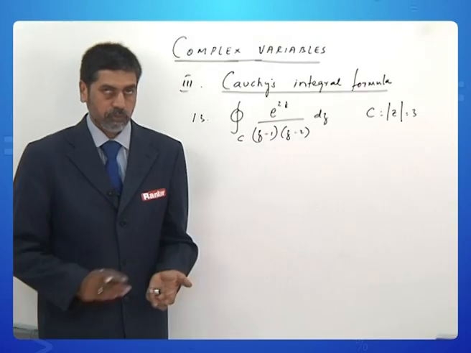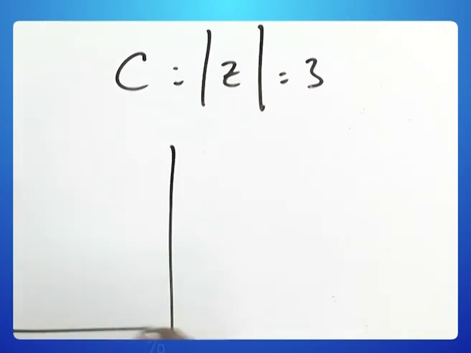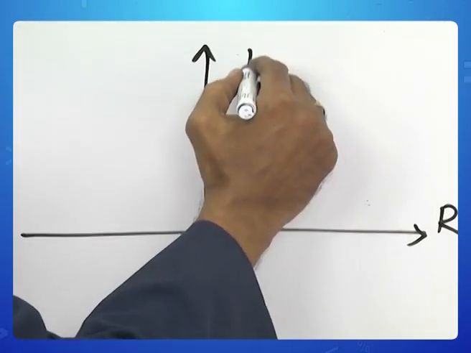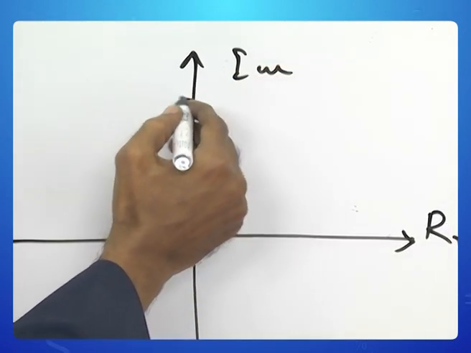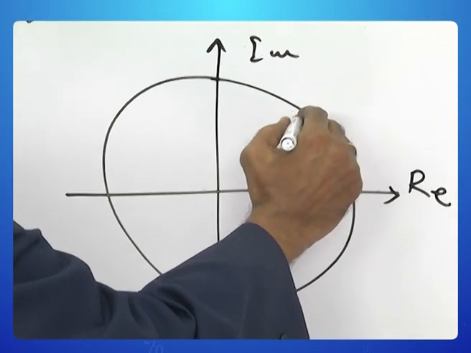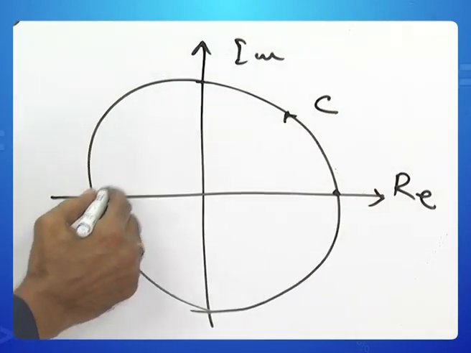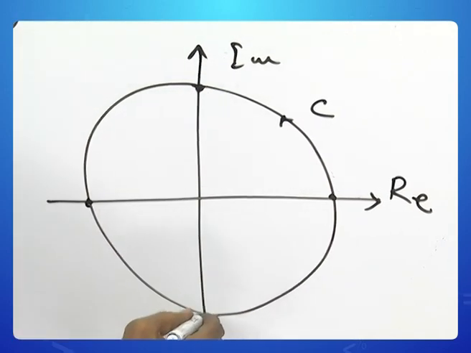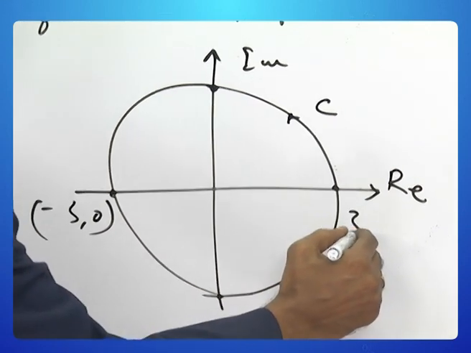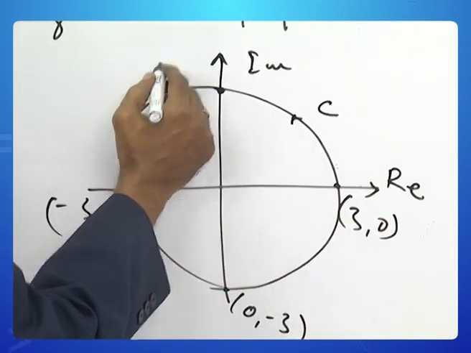How to plan this problem? First, draw the contour. It's a circle of radius 3 units with the corner points -3, 0; 3, 0; 0, -3; and 0, 3.